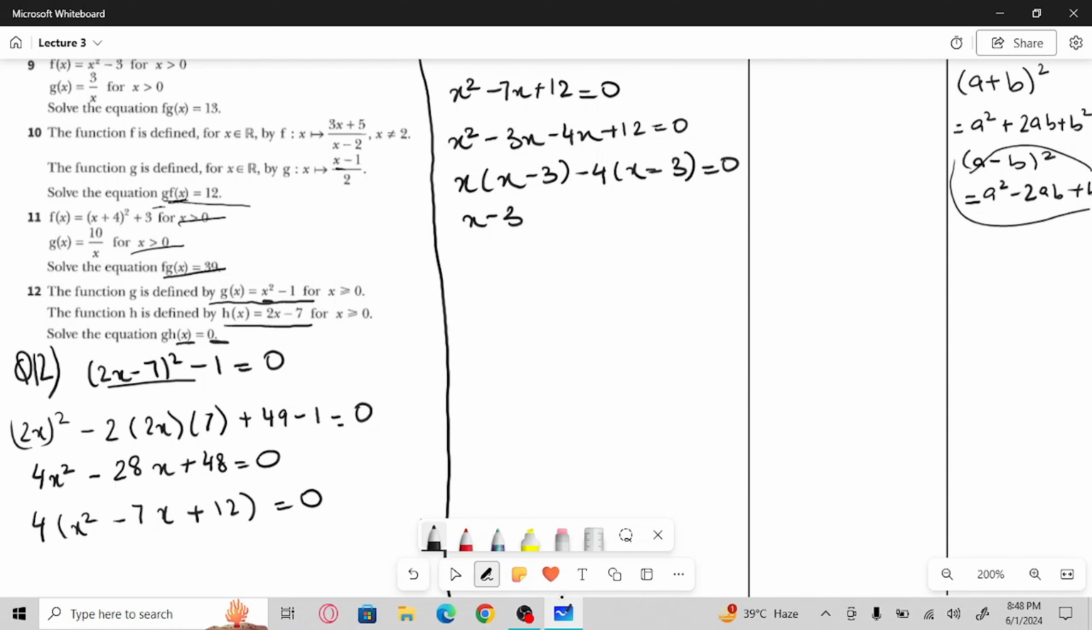And again x minus 3, x minus 4 is equal to 0. So x will be equal to 3 or x will be equal to 4. That's it for question number 12. I'll just meet you in question number 13.